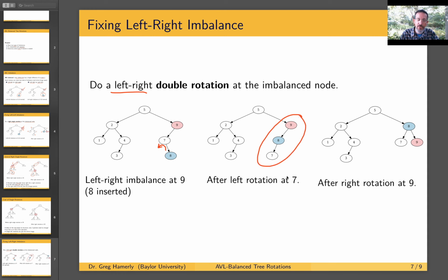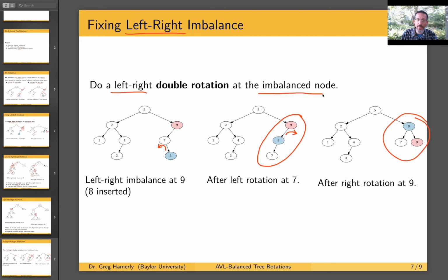This is after the left rotation at 7, which was previously here. Notice that this situation looks strikingly similar to the situation of the left-left imbalance that we had before, for which we needed a single right rotation. And that's what we do. We do a right rotation at 9, and we arrive at this situation. So the left-right imbalance can be fixed with a left-right double rotation at the imbalance node.